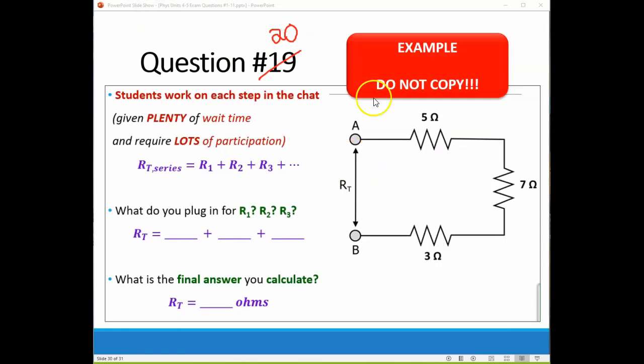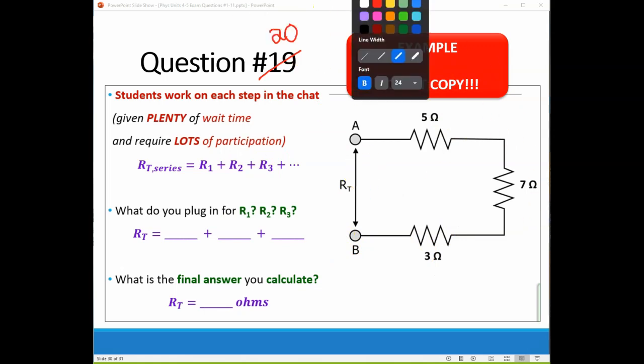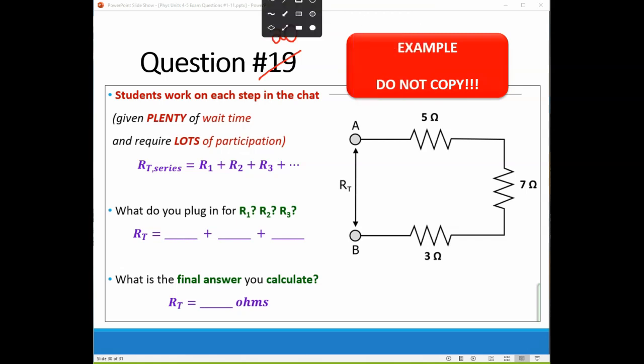Question number 20 is just asking you to calculate the resistance of a series circuit. This is just an example, so again, please do not copy. But we did learn that in series, resistance just adds up together. So we learned an equation where the total resistance, RT, in series is just the addition of your first resistor, plus your second, plus your third, plus however many more resistors that you have.